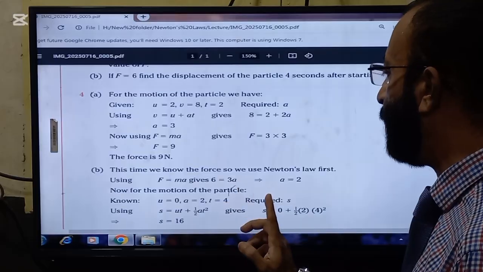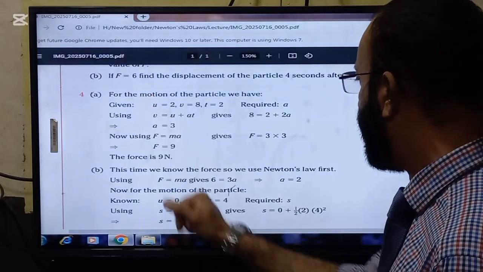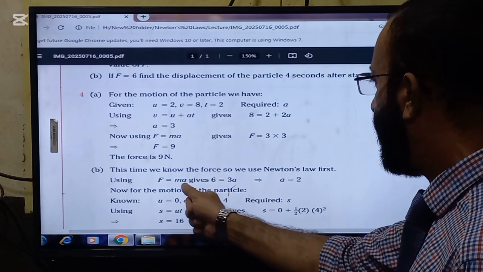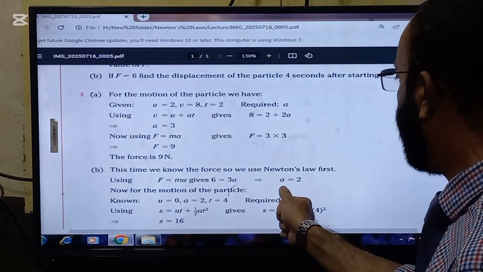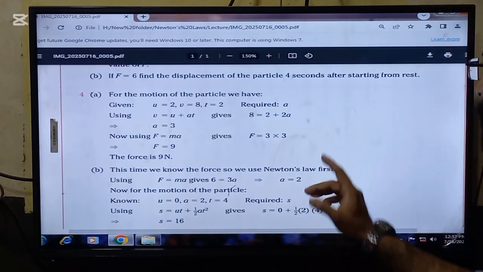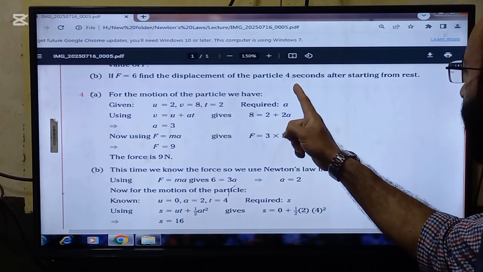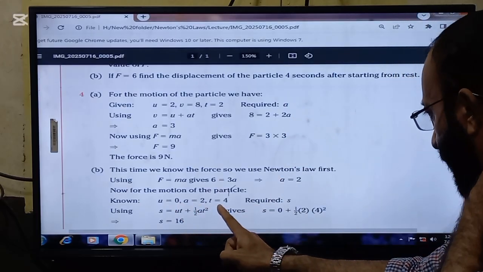So first again we will find A. So F is equal to ma. F is 6 Newton, so this is 6. M is 3. And from here A will be found out, that is 2. Okay, now we have A. Initial velocity is 0. Time is 4 seconds. So initial velocity is 0, A is 2, and time is 4 seconds.